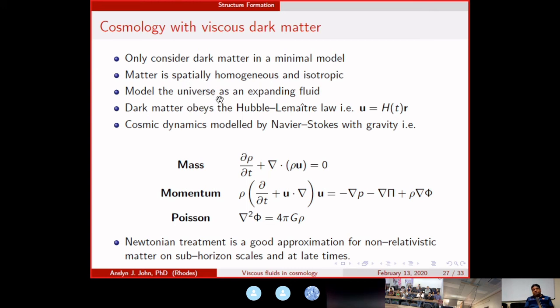And this fluid is going to be expanding, and it's going to expand in such a way that the velocity of the fluid element is proportional to its distance from the observer. And the proportionality constant is the Hubble parameter. And this is what is now known as the Hubble-Lemaître law. For much of the 20th century, this was just called the Hubble law.